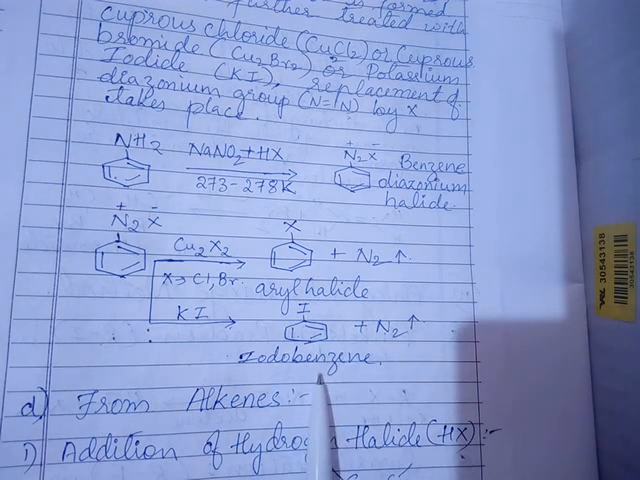You learn this Sandmeyer's reaction in two places, here as well. Here it is a preparation method, and in amines it will be a property. In that way the reaction leads to the formation of aryl halides. So this is one more method. Now let us go to one more method. The next method is from alkenes.